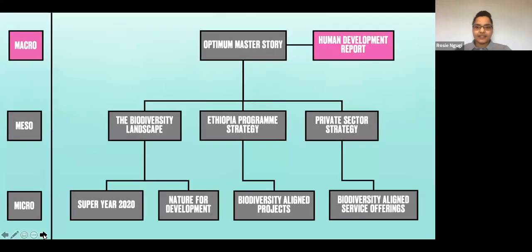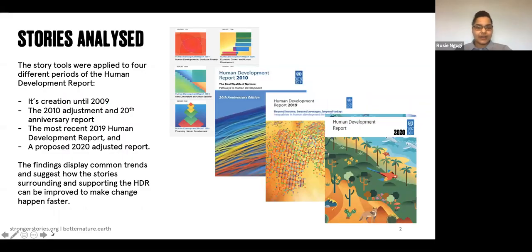Yep, as Ben's just said, we'll be looking at the Human Development Report in this video, and in the research design that sits at the macro level. So the stories analysed were the stories from the 1990 inception of the Human Development Report until the 2009 story, which has been made as one story because it's very similar throughout the years, but just in different contexts. And then the 2010 story is its own story because it went through an adjustment and was also the 20th anniversary report. And then we also focused on the 2019 Human Development Report to understand the most recent story of the Human Development Report in order to propose a 2020 adjusted report.